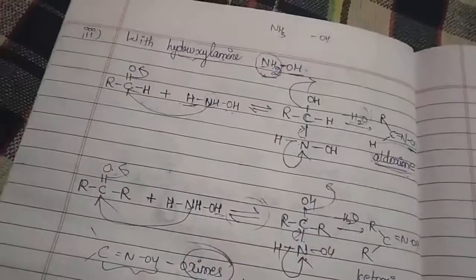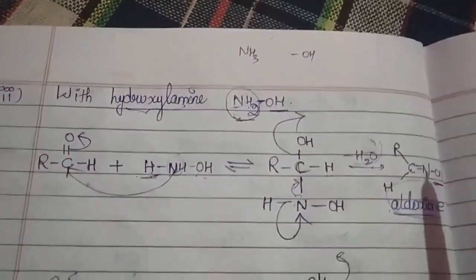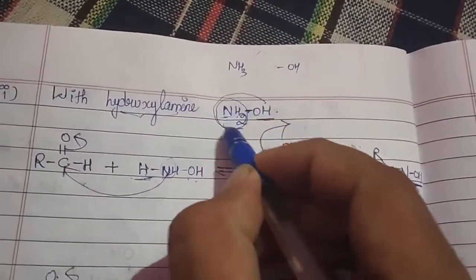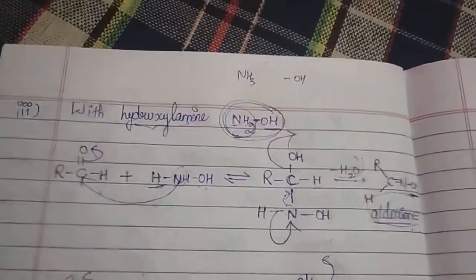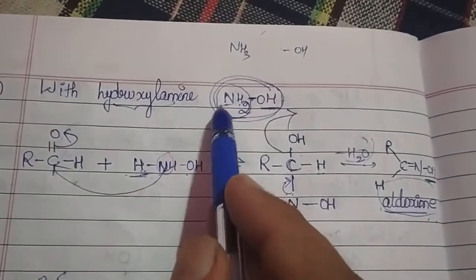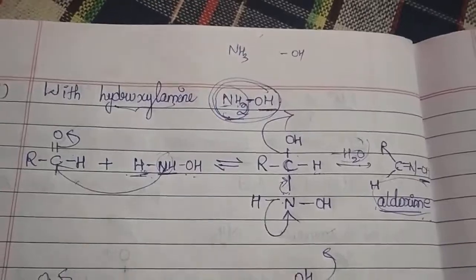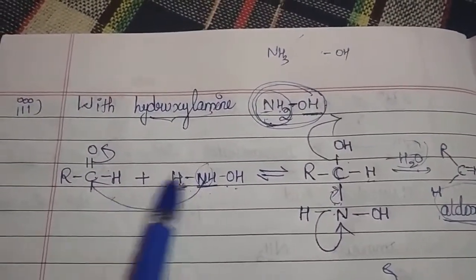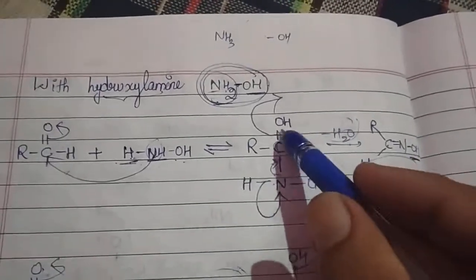Coming to the next important part, we talked about another important derivative of ammonia, which is called what? Hydroxylamine, that is NH2OH. It's the general representation of your hydroxylamine. As I mentioned, when you're writing the reaction, first take out one H from the nitrogen. The same process continues, so OH goes out.